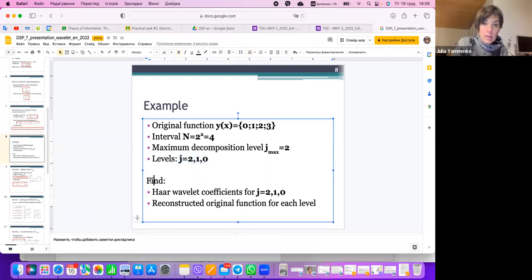Our task is to find wavelet coefficients, Haar wavelet coefficients. It means that we have to use the Haar wavelet that we considered right before for each of these levels. So we calculate all possible coefficients of the Haar wavelet for all possible levels of decomposition, for second, for first, and for zero, and also show how the function could be reconstructed. So we should find the reconstructed original function for each level. And now let's start.